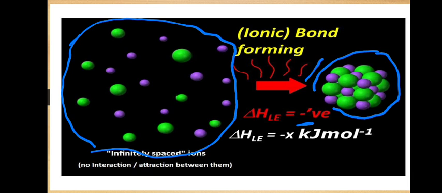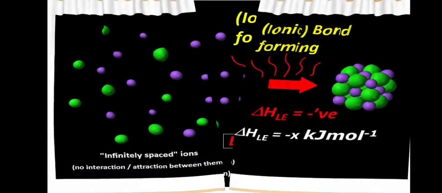A negative sign is shown here. So X kilojoules. For example, these purple ones are sodium cations, and these green are chloride anions. They have been packed together, and the amount of energy released is 787 kilojoules. In that case, X would be 787 kilojoules per mole.